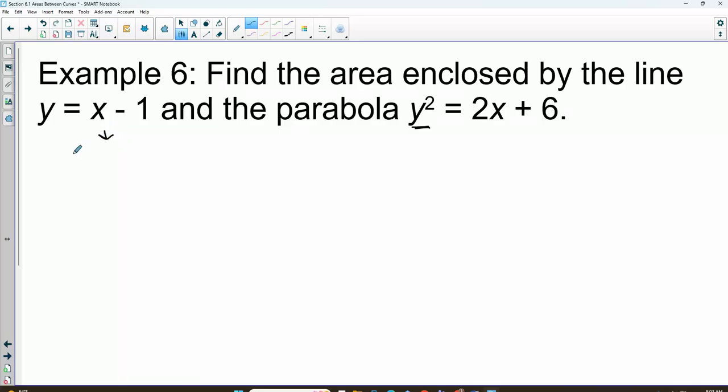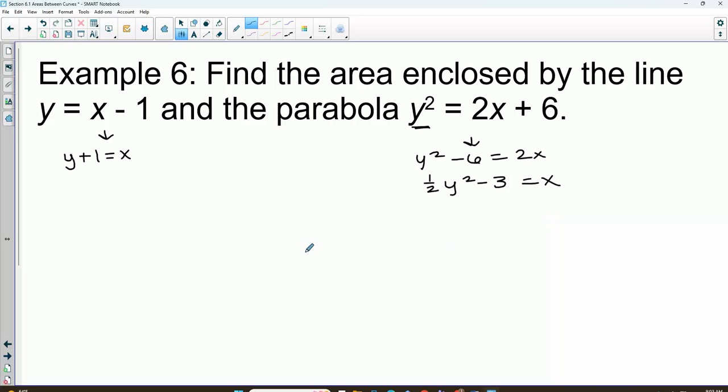So that means this one, if you solve for x, x is equal to y plus 1. Over here, subtract your 6 and divide by 2, so 1/2 y squared minus 3 is equal to x. So we're actually going to keep the y in these problems. And that's nicer because now I don't have radicals.